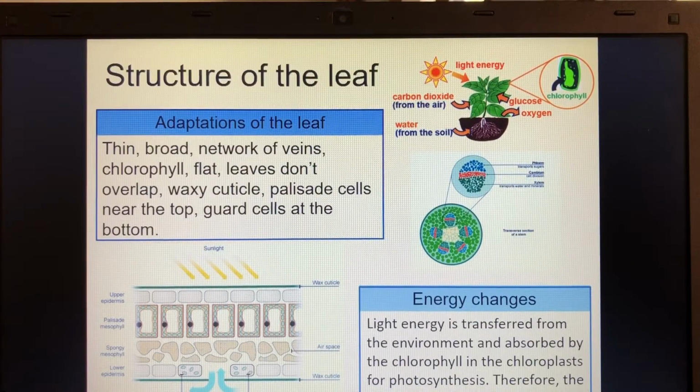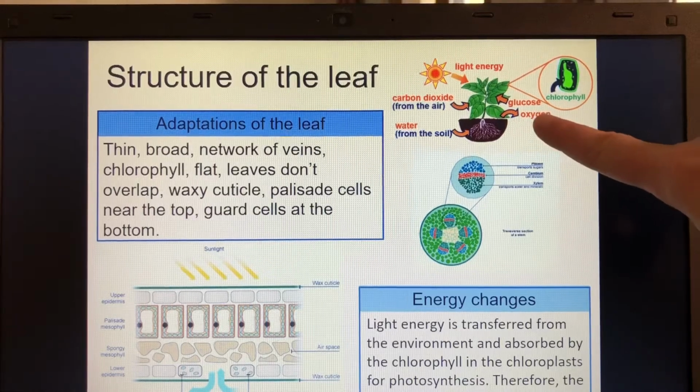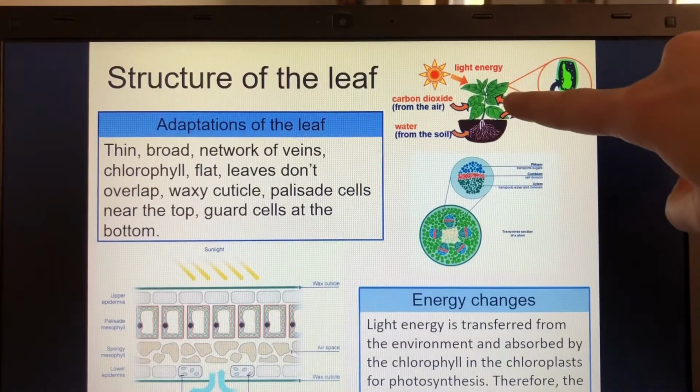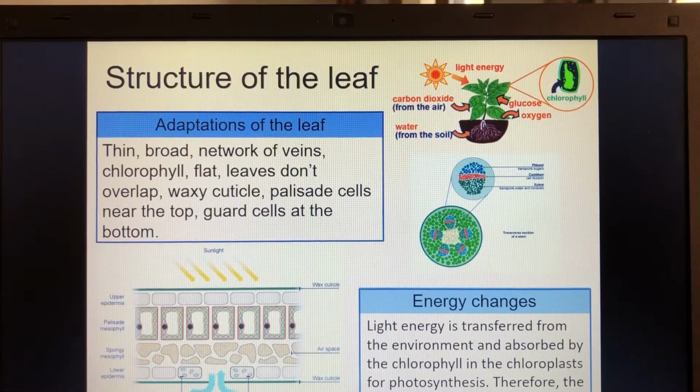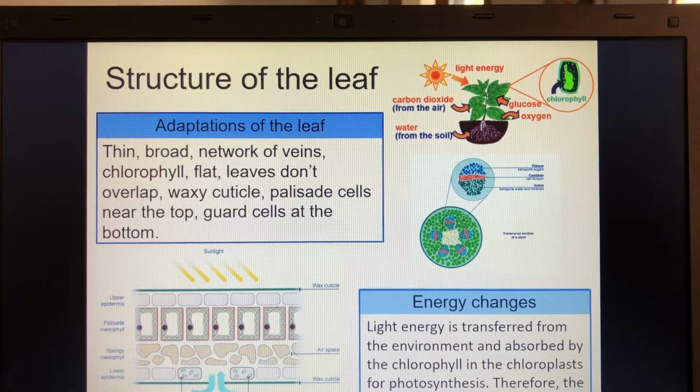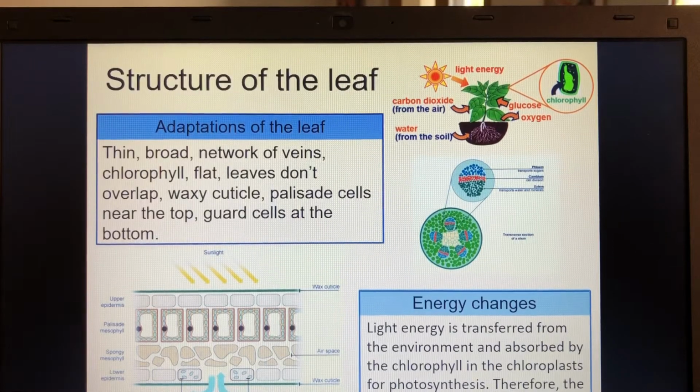Produced from that is the oxygen, which is released by diffusion, and the glucose, which is used by the plant. So if you can't remember the word equation or the symbol equation, you can work through it in this logical process.